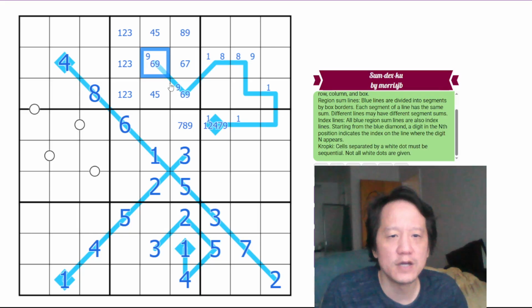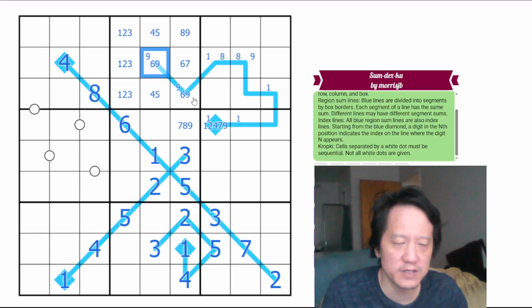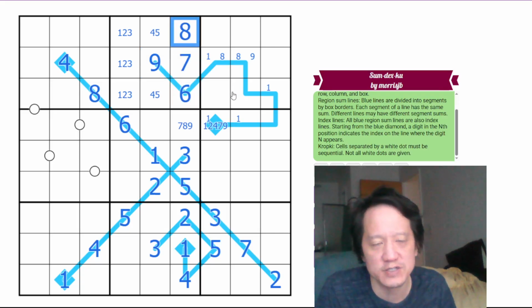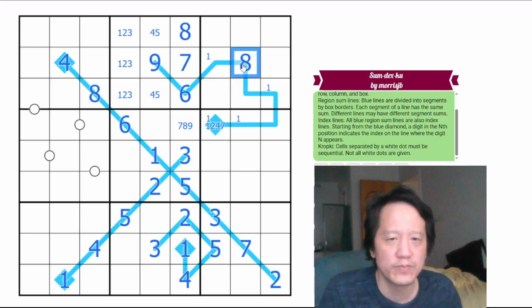Well, if 9 were in the 6th spot, this forcing this to be 6, it could not be in the 8th spot. So this would not work. So this has to be 9, which makes this 6, which makes this 7, which makes that 8. 8 is in the 6th spot, so this is 8. 8 cannot be here. 1 cannot be in the 9th spot anymore.